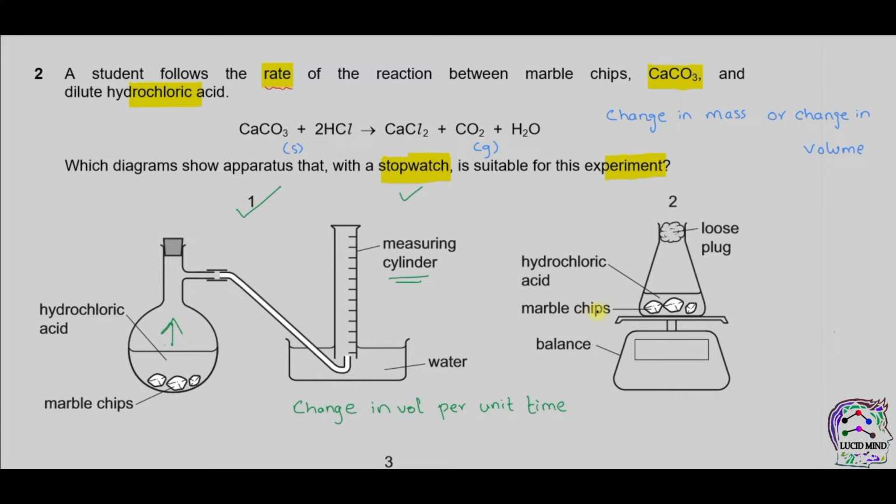In experiment 2, we have marble chips that react with hydrochloric acid and there is a loose cotton plug. So what will happen is that when carbon dioxide is formed, it will be released from this plug. So we can measure the change in mass using the given balance. So it is the loss of mass of calcium carbonate per unit time. So experiment 2 is also correct.